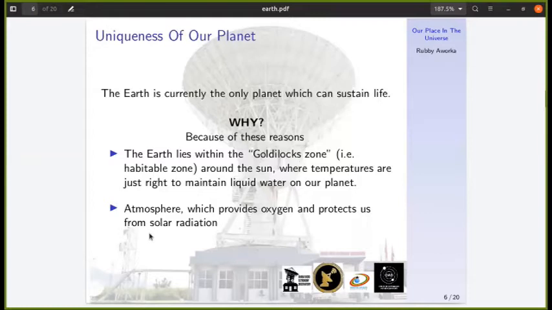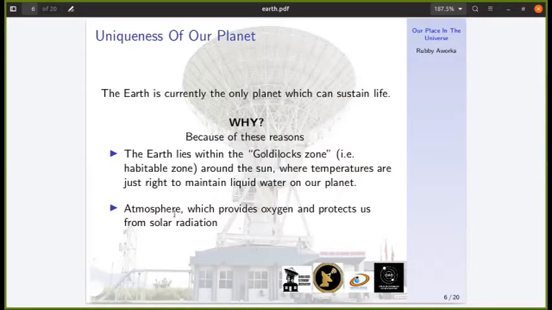It is currently the only planet that can sustain life, even though there is a lot of research going on to find other planets that can support life. But currently what we know is that the Earth is the only one that can sustain life. The reason being that it lies within the Goldilocks zone, that is a habitable zone around the sun, whereby the temperatures are just right to maintain liquid water for us. And it also has an atmosphere that provides us with oxygen and protects us from harmful radiation from the sun.